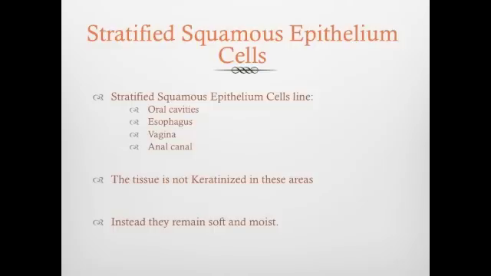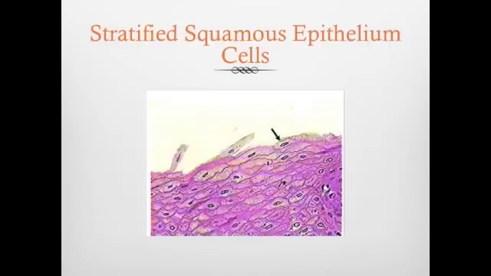The stratified squamous cells line the oral cavity, esophagus, vagina, and anal cavity. The tissue here is not keratinized. Instead, it remains soft and moist. In this picture, you can see that the layer closest to the surface is flatter. As you go deeper into the tissue, the cells are more compact.